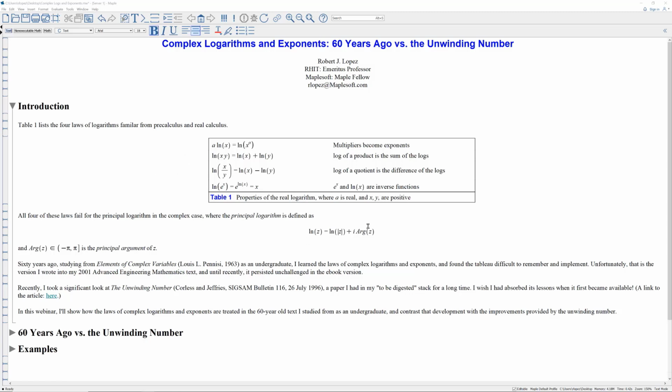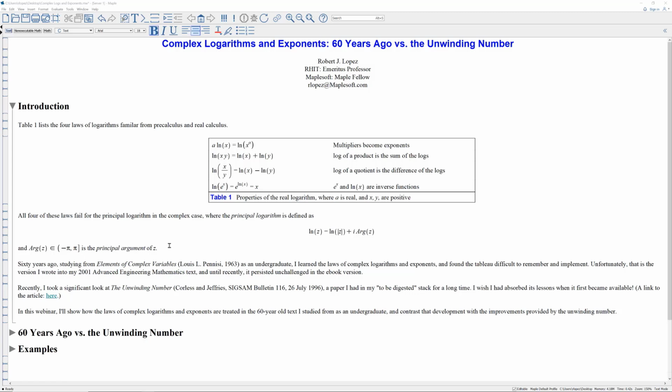So you have to deal with the principal logarithm defined here: log of the absolute value plus i times the principal argument, and the principal argument lies in the interval open minus pi to pi closed. Well, where did I first find this stuff?